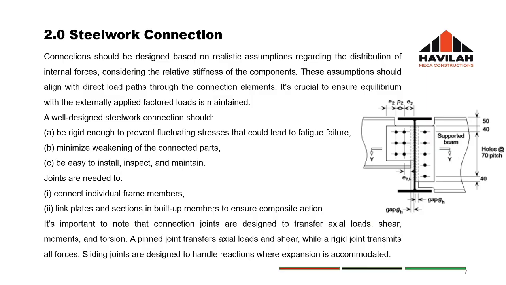So it is important to note that connection joints are designed to transfer axial loads, shear, moment, and torsion. Now, a pin joint transfers axial loads and shear, while a rigid joint, just like we understand for reinforced concrete sections, transmits all forces. And what we mean by all forces: horizontal, vertical, and the moments. Sliding joints are designed to undo reactions where expansion is accommodated.